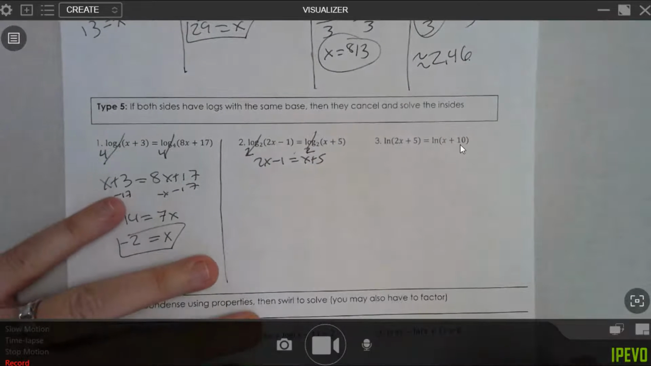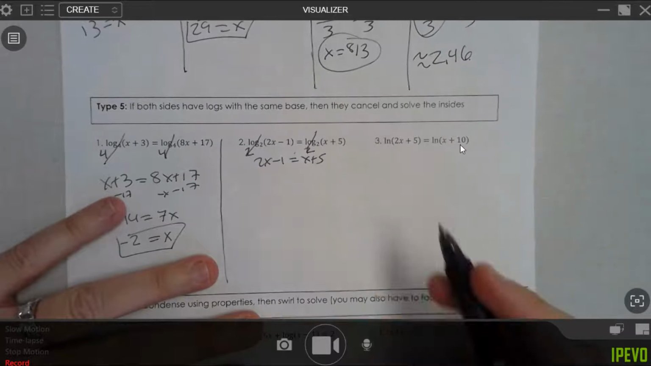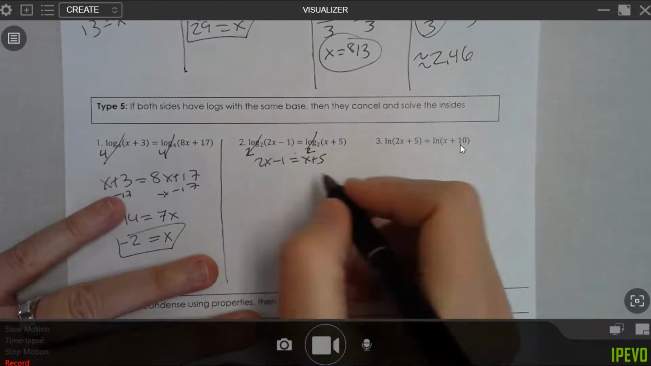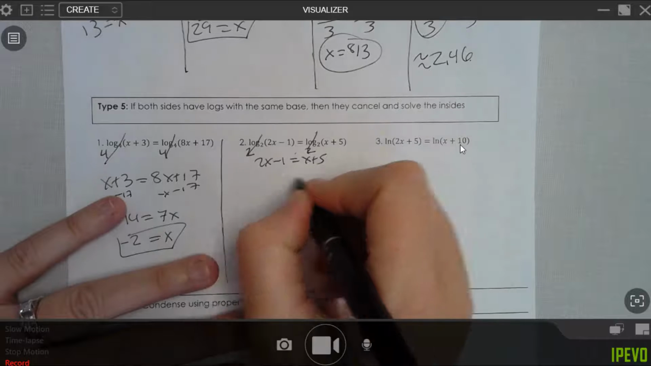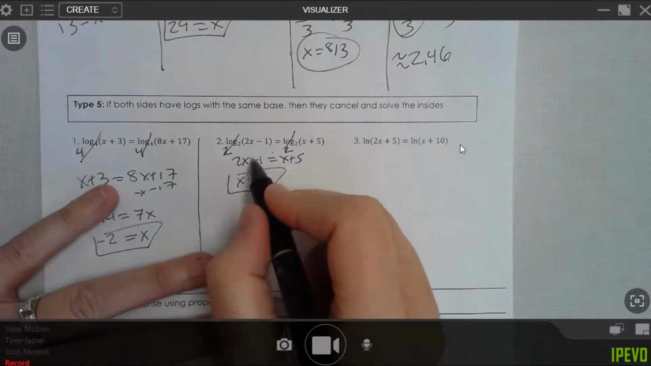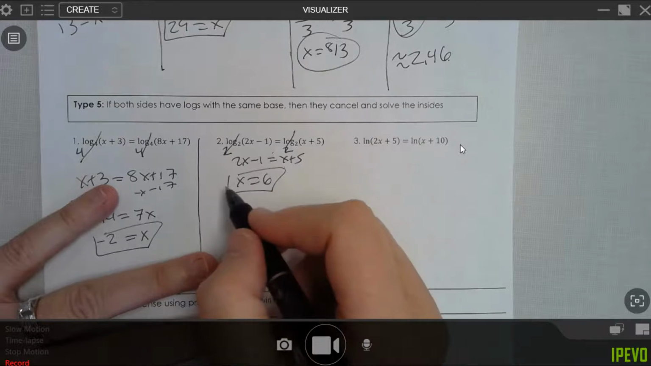So I should have told you to pause the video to make sure you can try the next 2 on your own. So pause the video, try the next 2 on your own, come back to see if you got it right. Subtract your x, add your 1, you get x plus 6.